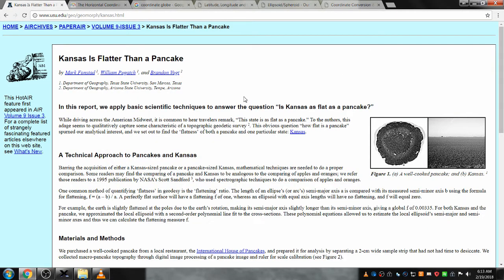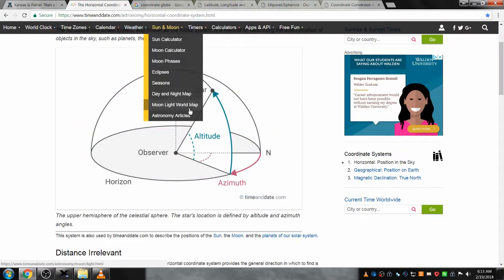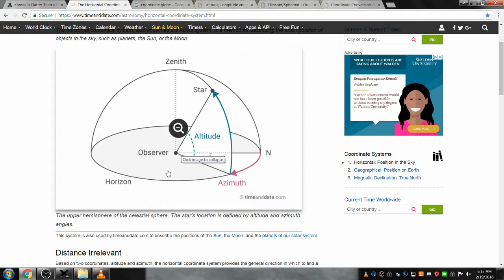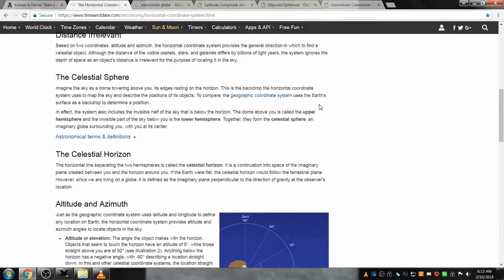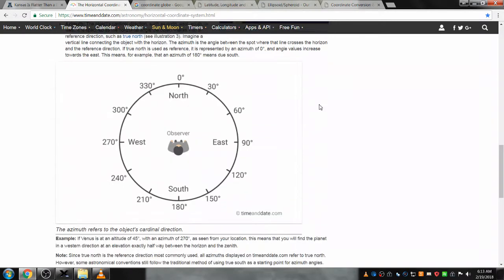I was going to do a video on Kansas being the 8th flattest state, being flatter than a pancake. I woke up this morning and I thought I'd clear my head and do a little bit more research on this sun and moon and the positions in the sky and all the stuff, you know.